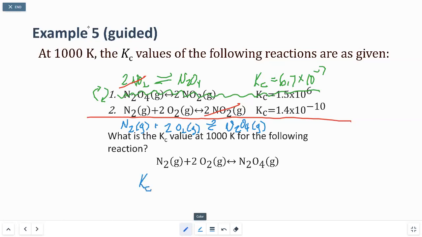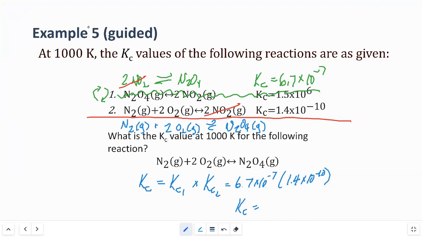The Kc value for this expression would be equal to Kc for the first reaction multiplied by Kc for the second reaction. So 6.7 times 10 to the negative seventh multiplied by 1.4 times 10 to the negative 10th. So we're going to get ourselves a real small number here. Two significant figures, 9.4 times 10 to the negative 17th.